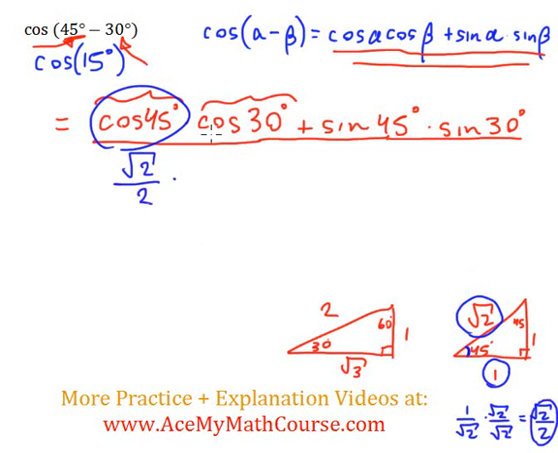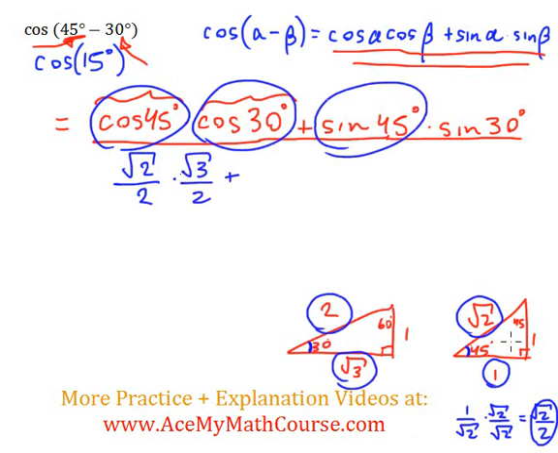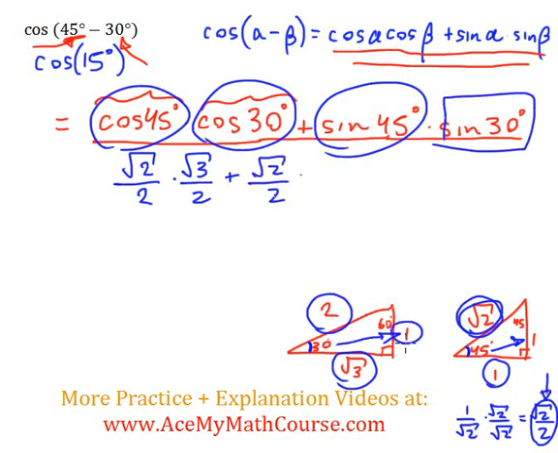Great. Now we have cos of 30 degrees. We can take the 30 degrees right here. Cos is again adjacent over hypotenuse, so root 3 over 2. Then we have sine 45 degrees. Sine is opposite over hypotenuse. So we also get 1 over square root of 2, which is square root of 2 over 2. And finally we have sine of 30. Sine of 30 is 1, because that's the opposite, over 2.